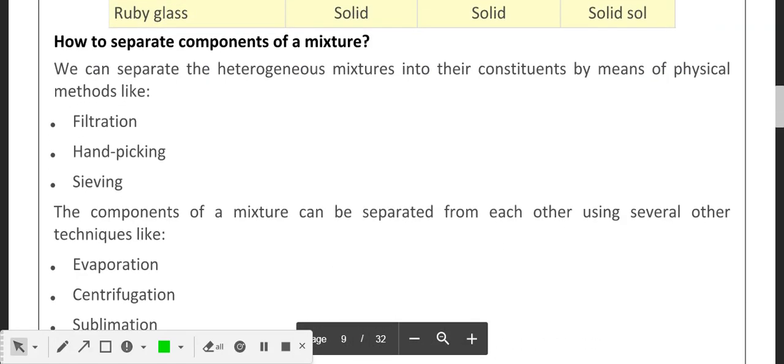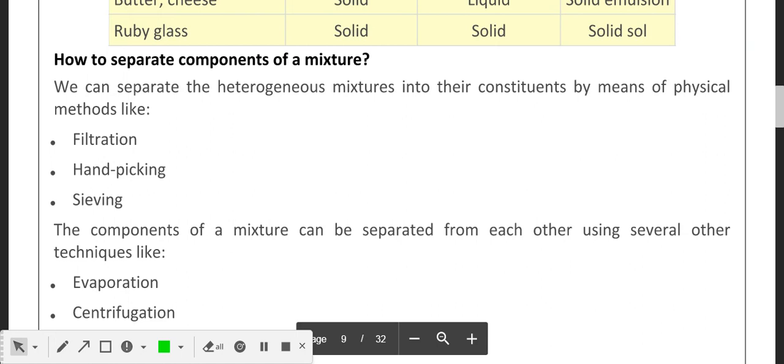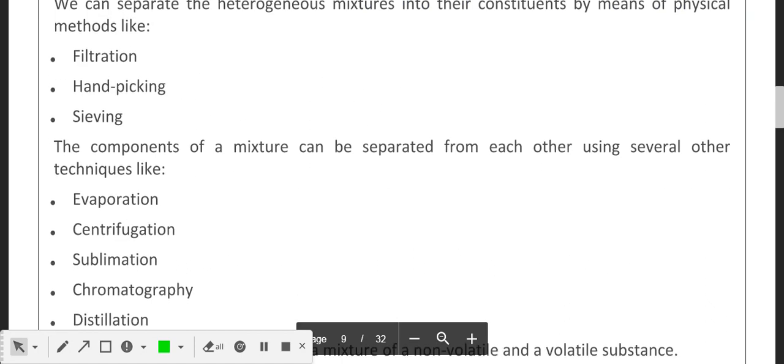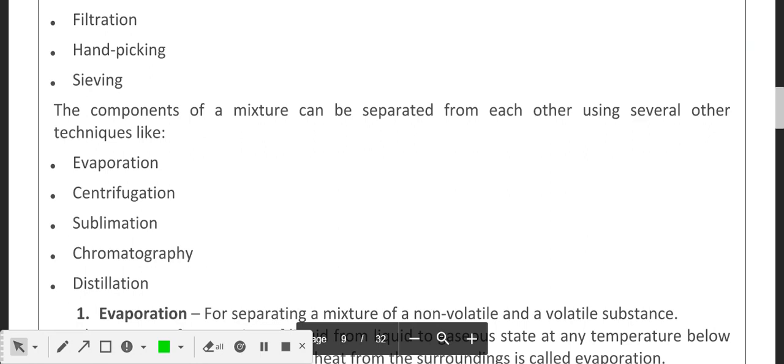How to separate components of a mixture? We can separate the heterogeneous components into their constituents by means of physical processes like filtration, hand picking, or sieving. The components of a mixture can be separated using several other techniques like evaporation, centrifugation, sublimation, chromatography, and distillation. Like when you separate salt from seawater, you have to evaporate the water and the salt will be left behind, right?